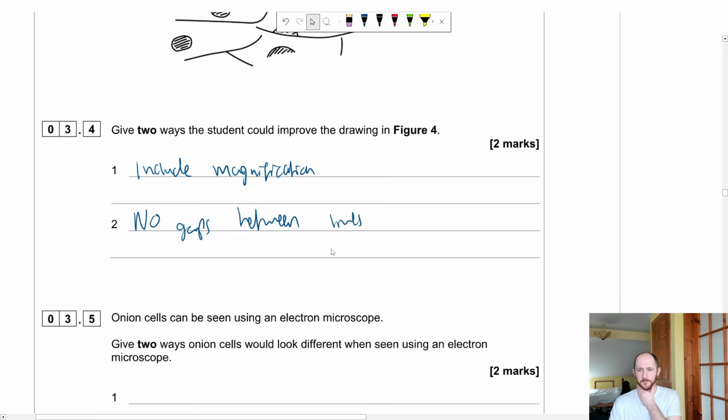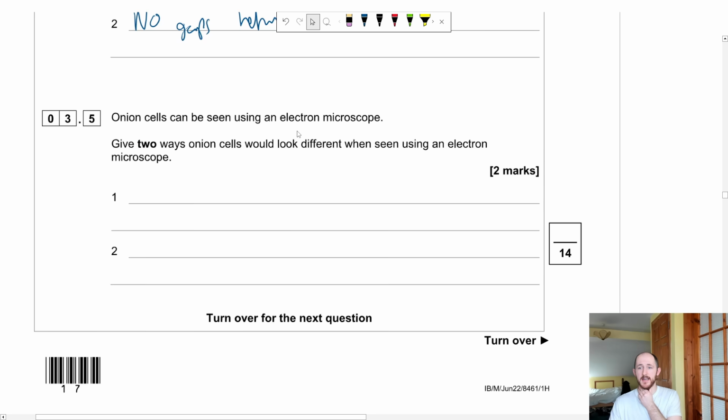Anything along those lines. Onion cells can be seen using an electron microscope. Give 2 ways it would look different when using an electron microscope. Well, the big one is that it will look bigger. So more magnified. More big or magnified. Both of those work.